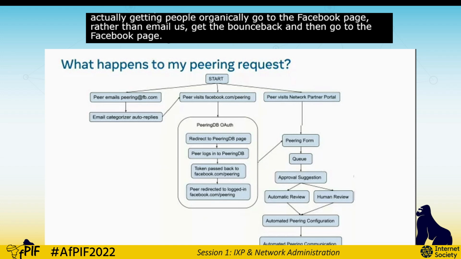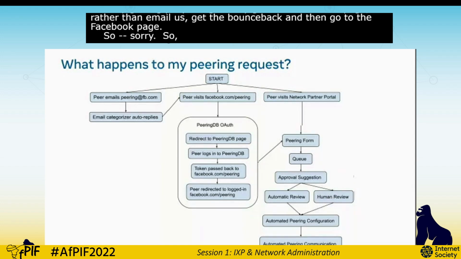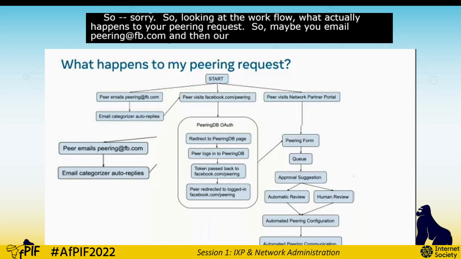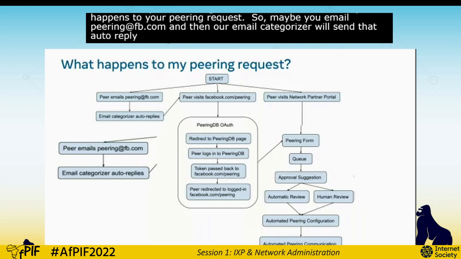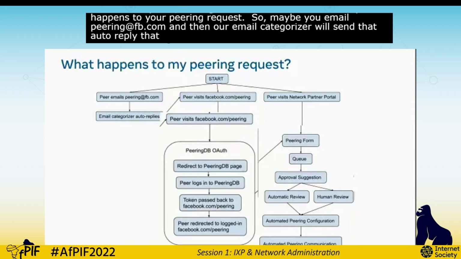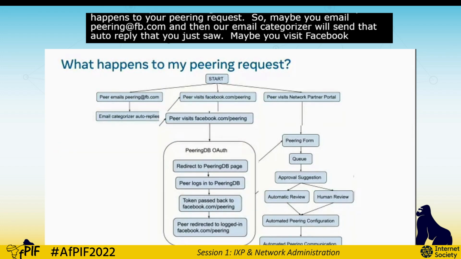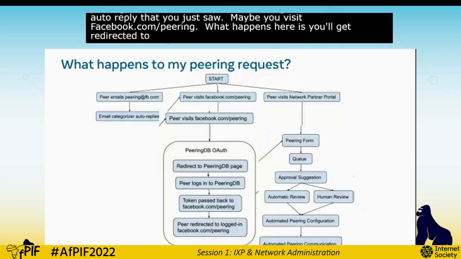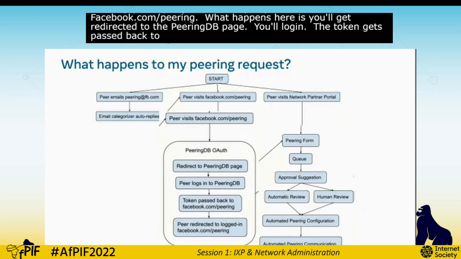So, looking at the workflow, what actually happens to your peering request. So maybe you email peering@fb.com, and then our email categorizer will send that auto reply you just saw. Maybe you visit facebook.com/peering. What happens here is you'll get redirected to the PeeringDB page. You'll log in, the token gets passed back to us from the PeeringDB OAuth, and then you're able to request the peering like we looked at.